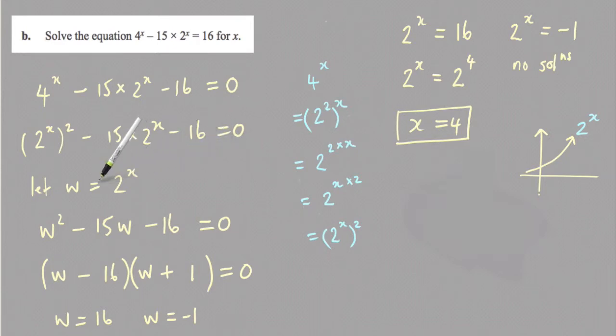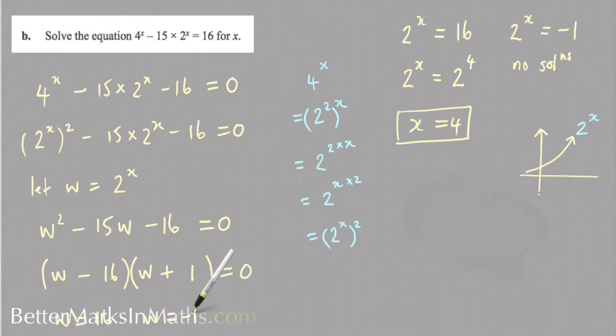Then I'm going to let w equal 2 to the x, and then replace this 2 to the x with a w, so that becomes w squared. This becomes minus 15 times w, and then the minus 16 equals 0. And now it's a more easily recognizable quadratic equation. And that's the whole point of letting w, or a single letter, equal this part here. So that can be factorized to w minus 16, w plus 1. And from there, w does equal 16 or minus 1.